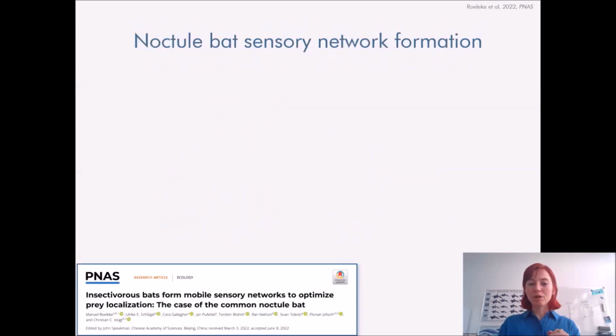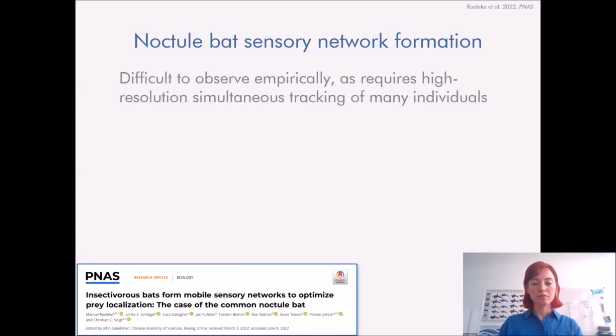All right. So in this project, it was really cool. It was a very combined approach where we had both an empirical portion and the complementary modeling. This project was formed on the idea that it's very difficult to observe these sensory networks or complex foraging strategies empirically, because you really need high resolution simultaneous tracking of many individuals in an environment to see how they're moving relative to one another.